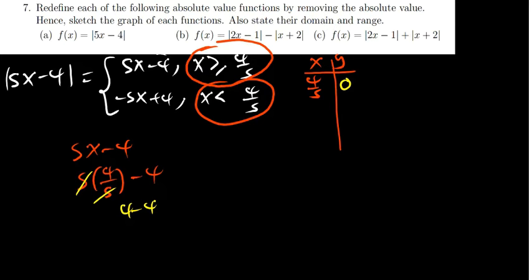Okay? Now I'll go to the next one. I can go to 0, because 4 over 5 is approximately 0 point something, right? What is 4 over 5? It is approximately 0 point 8. I can go to 1, any number which is greater than or equal to 4 over 5. I'll just go to 1.